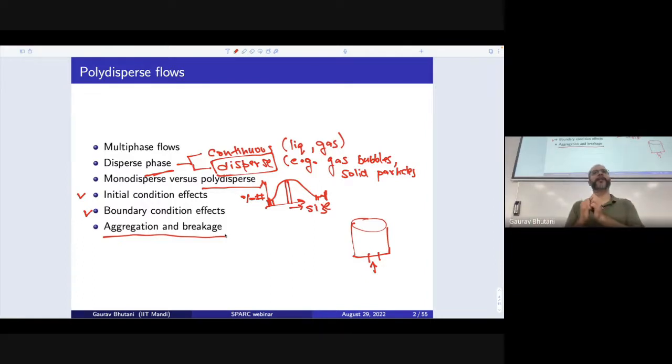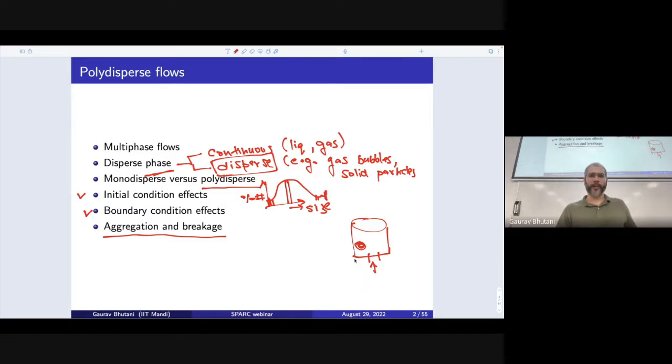So there was no polydispersity because of initial condition or boundary condition, but as the bubbles interact with each other, they aggregate, they form bigger bubbles. As the bubbles reach some zone where you have a lot of turbulence, where a lot of eddies are there, they tend to break into smaller bubbles. So we get a size distribution, a polydispersity, due to some dynamics that is happening inside the flow. And that is the most interesting part of polydisperse systems, aggregation and breakage resulting in polydispersity in the system, even though it was monodispersed to start with.